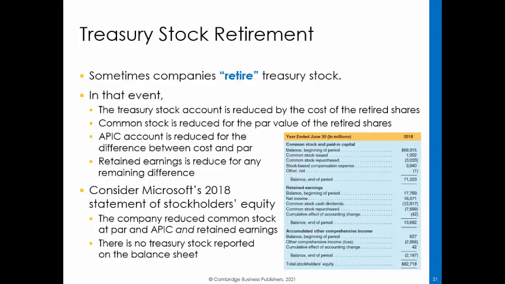Sometimes companies retire Treasury stock. In that event, the Treasury stock account is reduced by the cost of the Treasury shares retired, thus increasing stockholders' equity, but also reducing capital stock and additional paid-in capital accounts by the same amount. When Treasury shares are retired, total stockholders' equity remains unchanged.